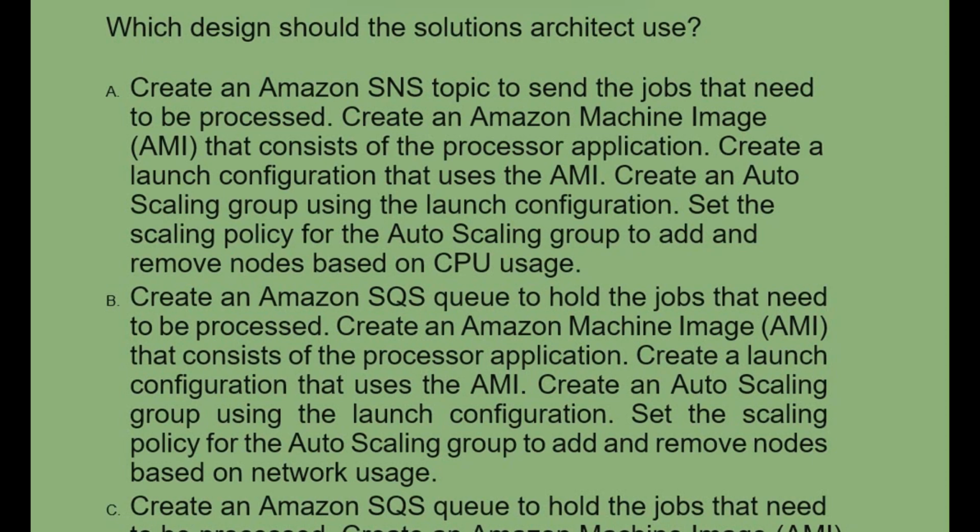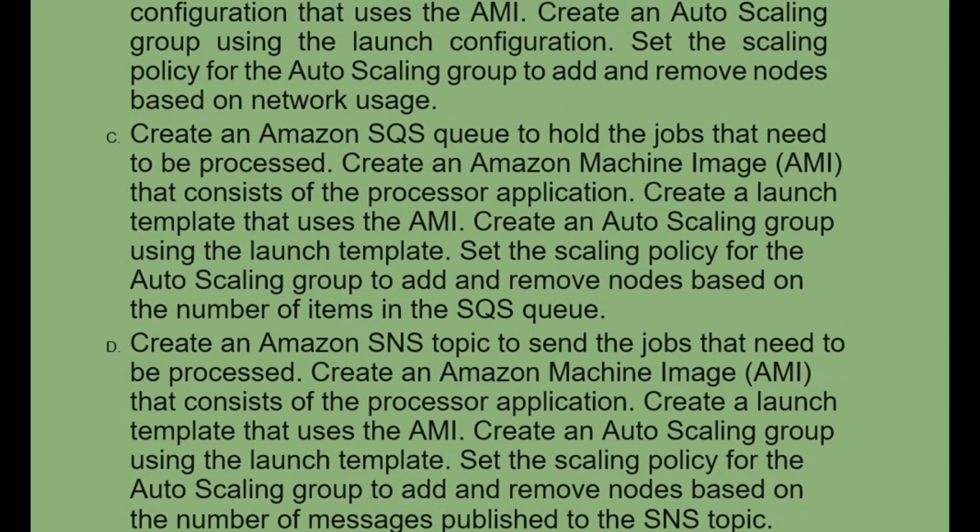Option B. Create an Amazon SQS queue to hold the jobs that need to be processed. Create an Amazon machine image, AMI, that consists of the processor application. Create a launch configuration that uses the AMI. Create an auto-scaling group using the launch configuration. Set the scaling policy for the auto-scaling group to add and remove nodes based on network use.